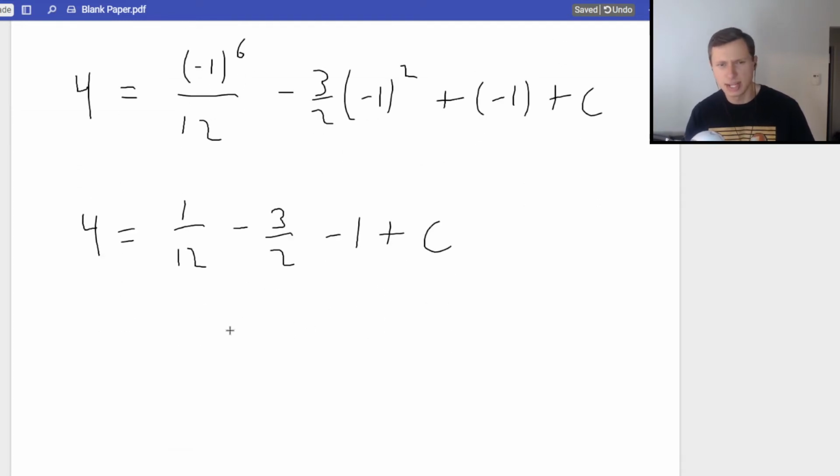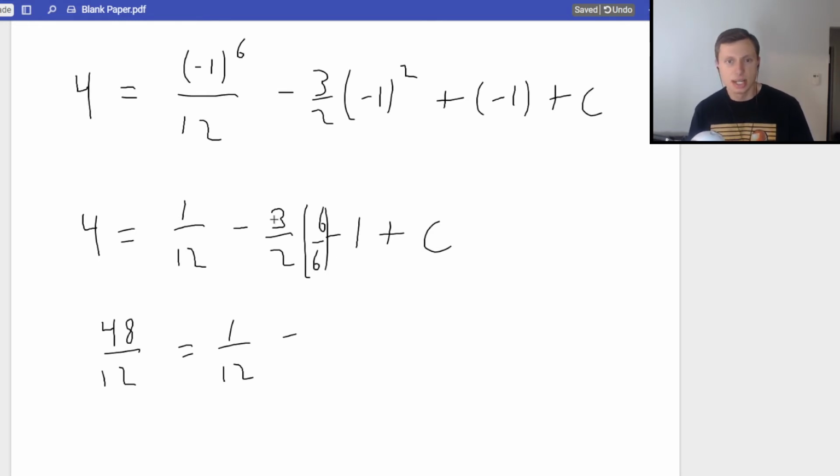This isn't too bad. Let's get a common denominator of 12. So on the left, 4 times 12 is 48. Is that right? Yeah. 48/12 is equal to 1/12 minus 3/2. We need a common denominator of 12, so I'm multiplying by 6 over 6. 3 times 6 is 18 over 12. Minus 1 is the same thing as 12/12, and then plus c.